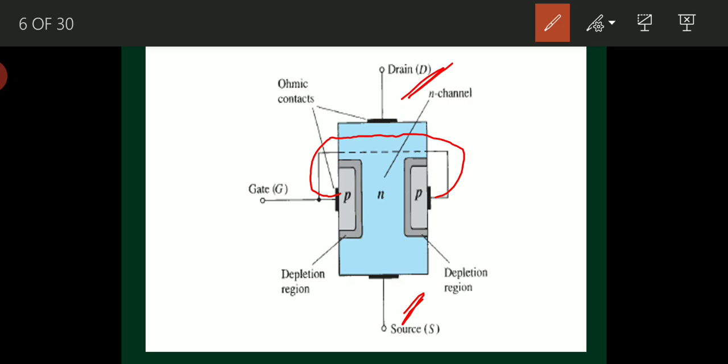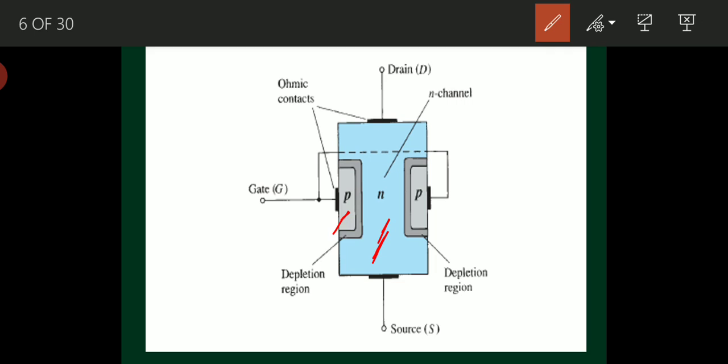In the absence of any applied potentials to the JFET, the two p-n junctions are under no bias conditions, so you can have a depletion region here. This is p-type semiconductor material, and this is n-type material. In p-type, holes are majority charge carriers and electrons are minority charge carriers. In n-type, electrons are majority charge carriers and holes are minority charge carriers.